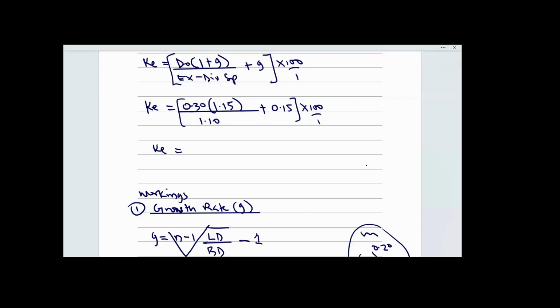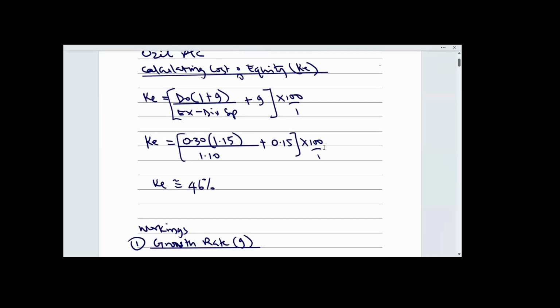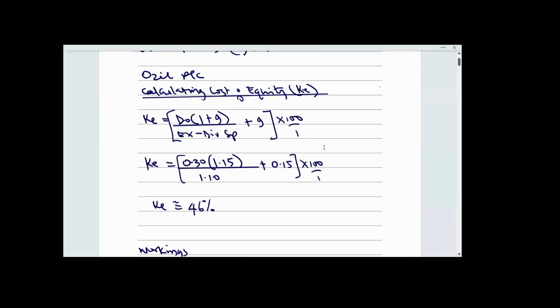46%. Thank you very much. You are correct. It's approximately 46%. The cost of equity is approximately 46%. Please let me know, is there anything that is confusing you in what we just did? If there's anything that is confusing, let me explain to you. All right.